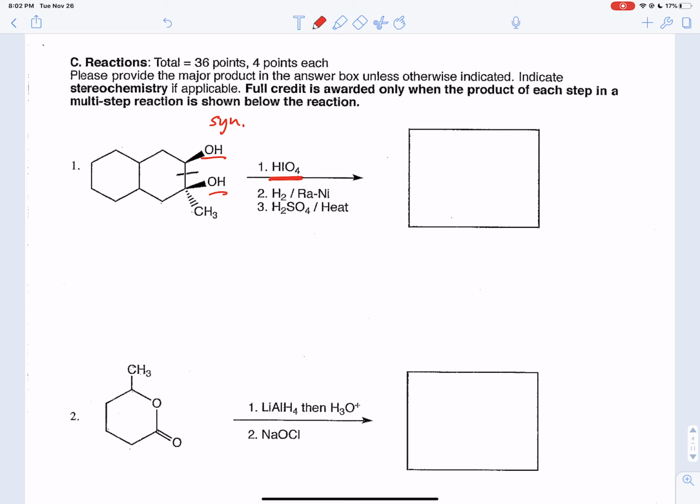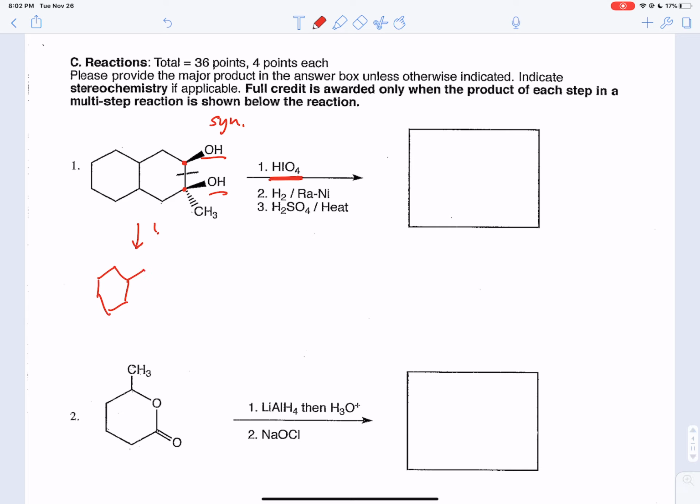Periodic acid, right? What's going to happen is, it's already kind of drawn in there actually, you're going to have cleavage across that carbon-carbon bond right here. You're going to have cleavage down that, and it's going to oxidize it at the same time, okay? And I'll show you what I mean by that. So I'll put number one here.